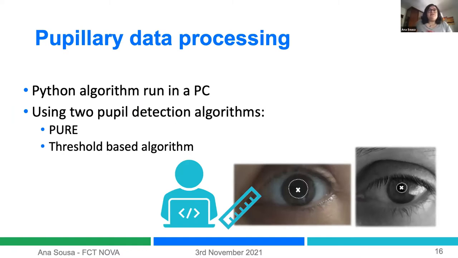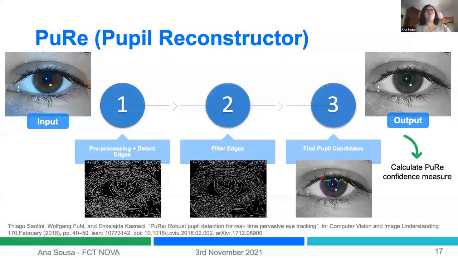For this pupillary data processing and pupil detection, for now we have a Python algorithm running on a computer after the acquisition. So for now it's not yet in real time, like right after the acquisition. We are doing it post acquisition, and we are using two different pupil detection algorithms that I'm going to explain now. The first one is called PURE, which comes from Pupil Reconstructor. It was developed by Tiago Santini and other authors.